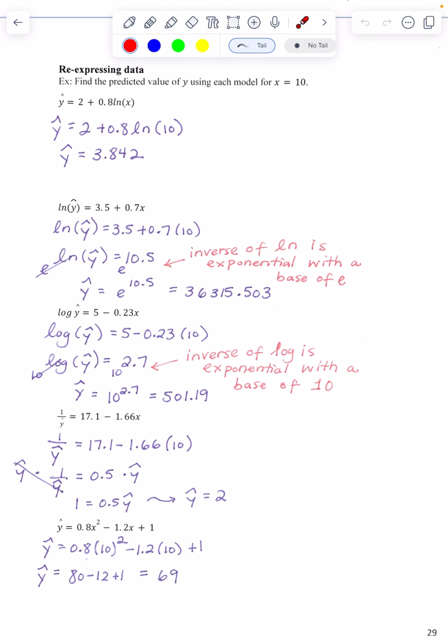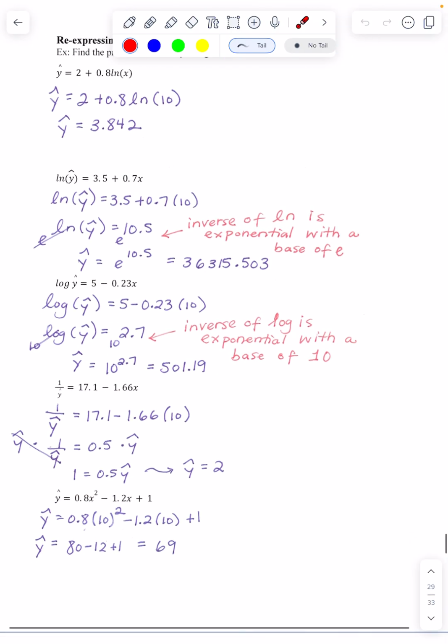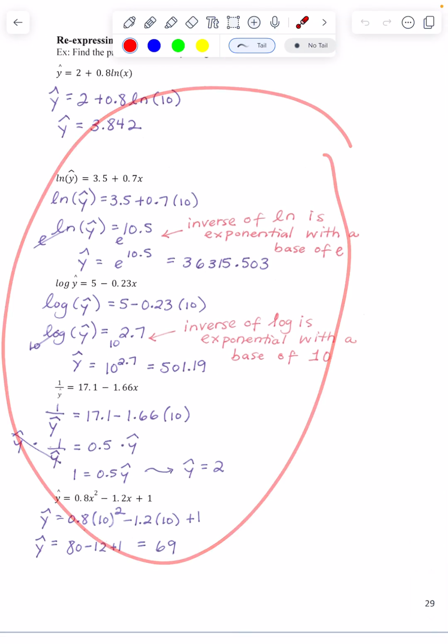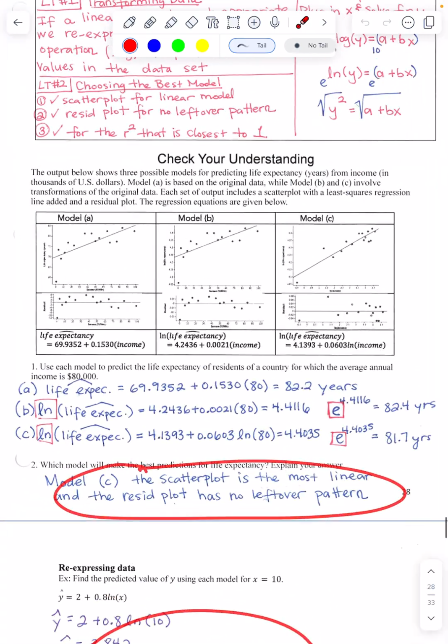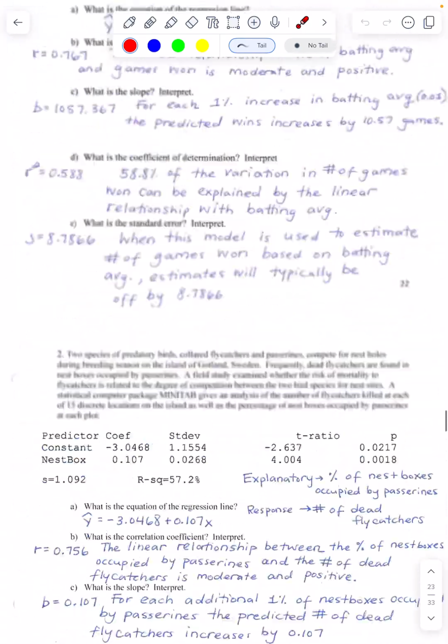Okay, dokie. So this is what you'd be expected to do in terms of 2.6. Be able to make predictions. Be able to choose the best model. Okay. That's it for today, folks.